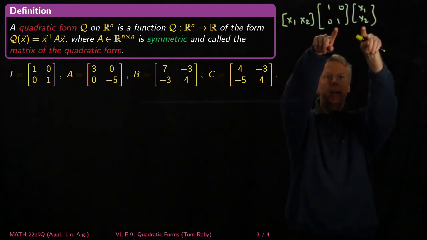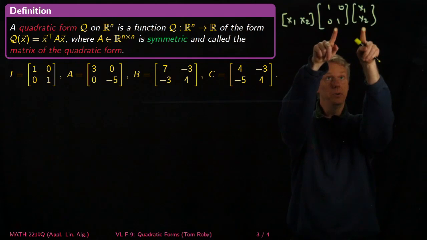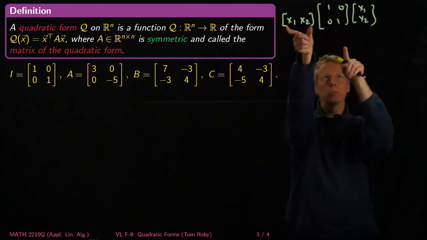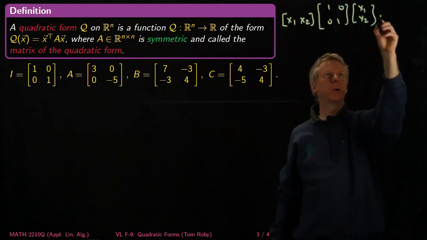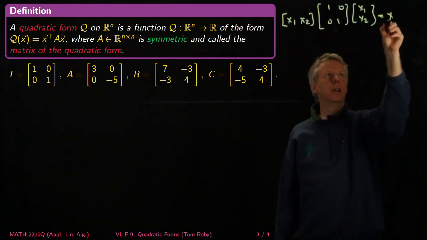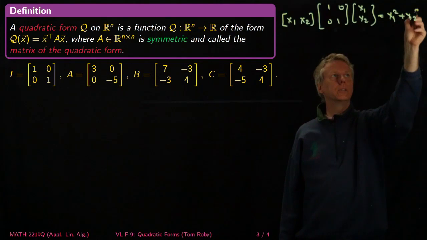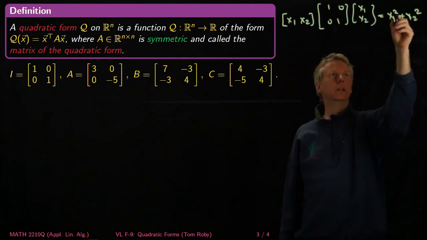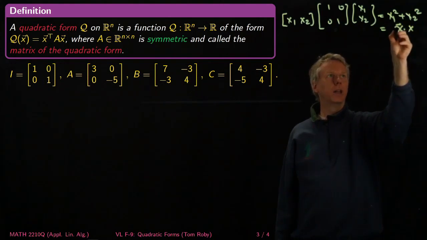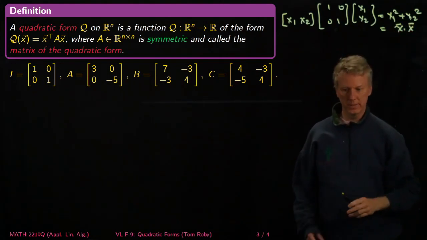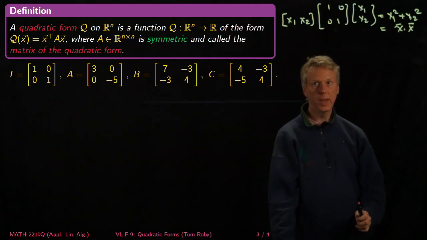Well, multiplying by the identity doesn't do anything. So this is just x1, x2 as a row times x1, x2 as a column, and that's just x transpose times x. It's just the dot product. So this is just x1 squared plus x2 squared, or if you like, it's equal to x dotted with itself, the vector x dotted with itself. So that one's not hard to understand.